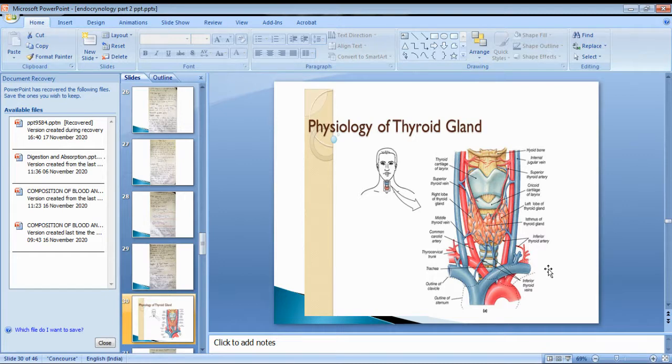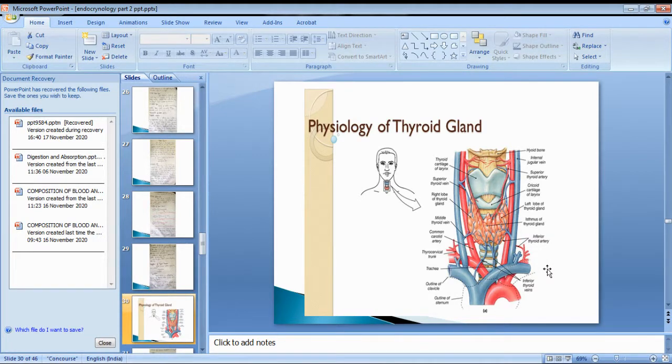The colloid mainly contains thyroglobulin protein. This thyroglobulin is the main source for the synthesis of thyroid hormone. Remember it. Three types of hormones are released from follicular cells. The first one is triiodothyronine, the second one is tetraiodothyronine, and the third one is reverse triiodothyronine.